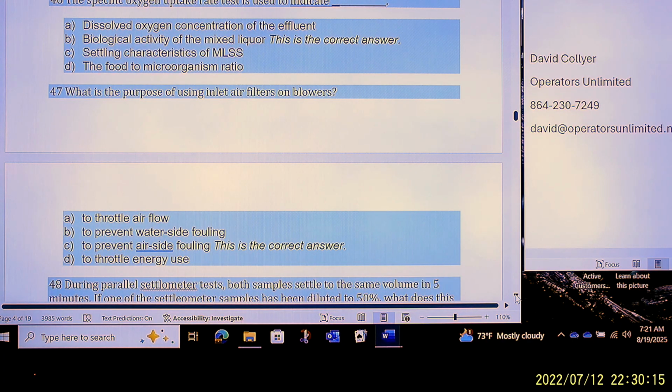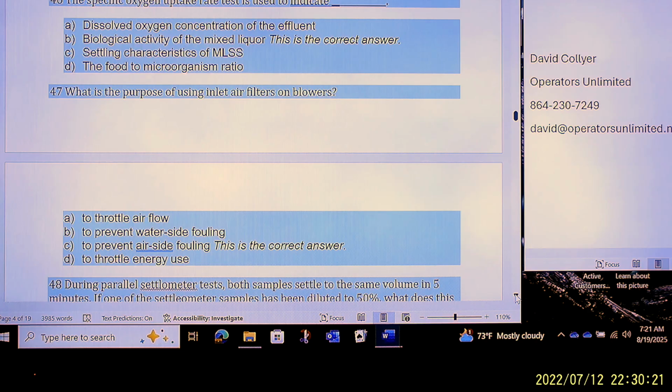Number 46, the specific oxygen uptake rate test is used to indicate A, dissolved oxygen concentration of the effluent, B, biological activity of the mixed liquor, C, settling characteristics of mixed liquor suspended solids, or D, the food to microorganism ratio. The answer to 46 is B.